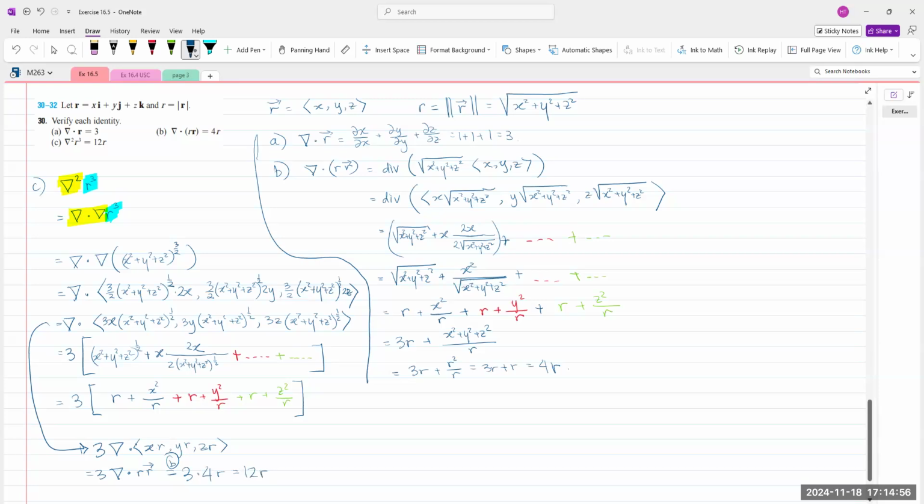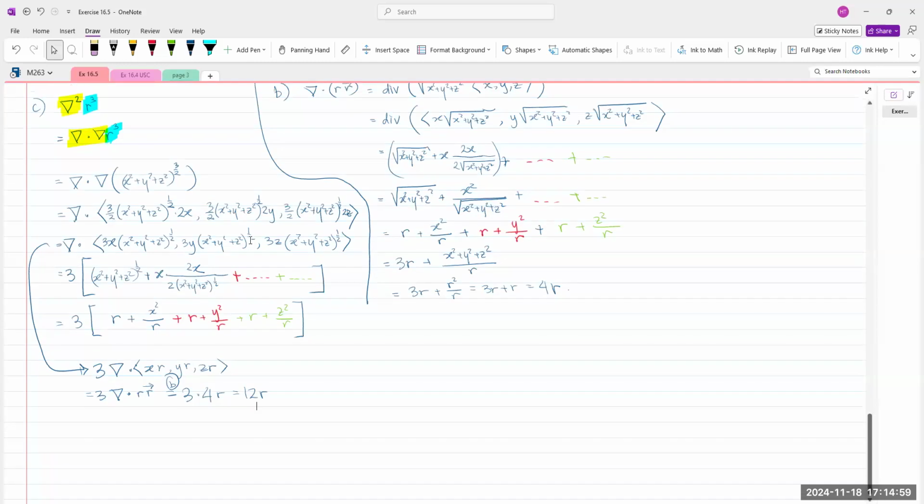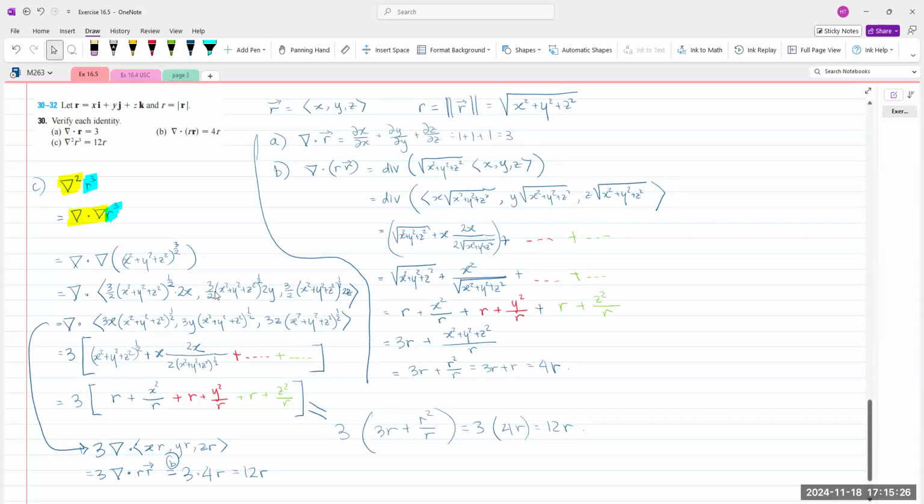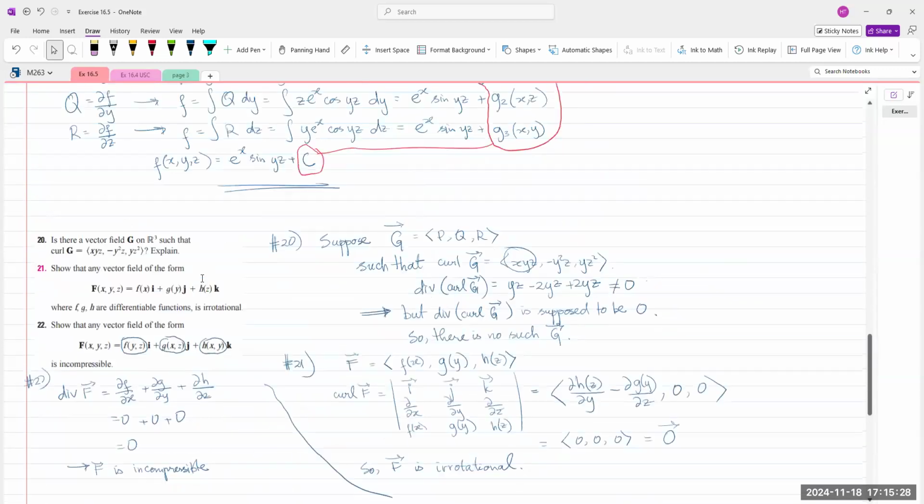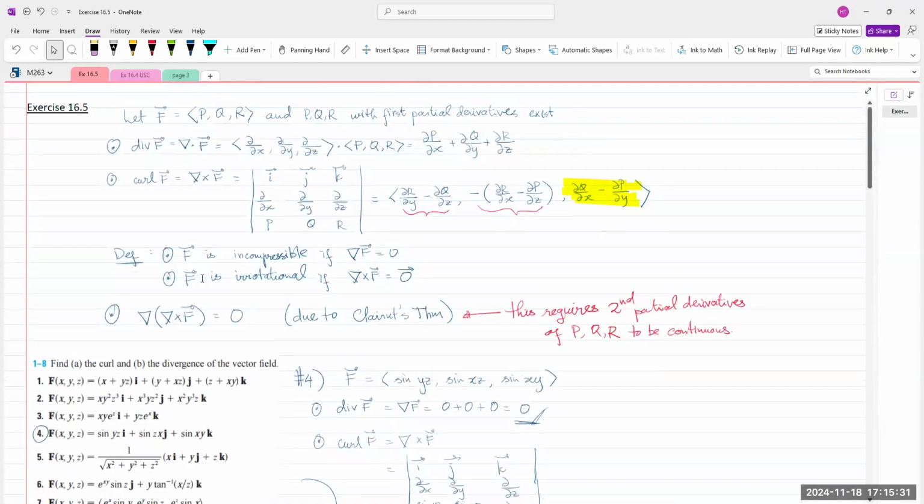So yes, we did show that it's 12r. Now you can also go on from here. If you want to continue from here, then you will get 3 times 3r plus r squared over r. That's 3 times 4r. That's 12r, right? But I just realized that we basically repeat what we did earlier in part B for this part C in between. Now these are 4 problems from 16.5. I hope you do find this section to be on the easier side.